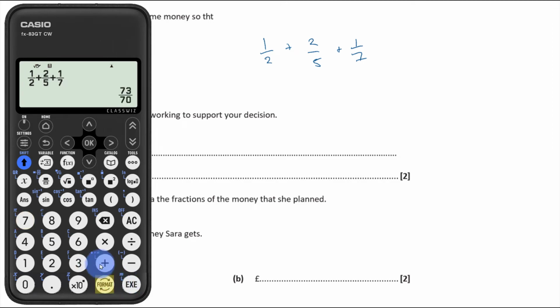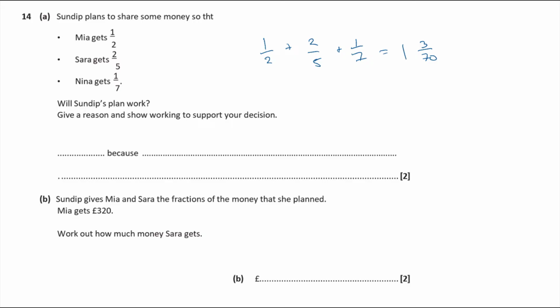So let's just type those in. 1/2 plus 2/5 plus 1/7. That comes to 1 3/70. 1 3/70 there, look. So that's too much. How can he give? He hasn't got enough to give away, has he? He's given away more than the money he's got then.